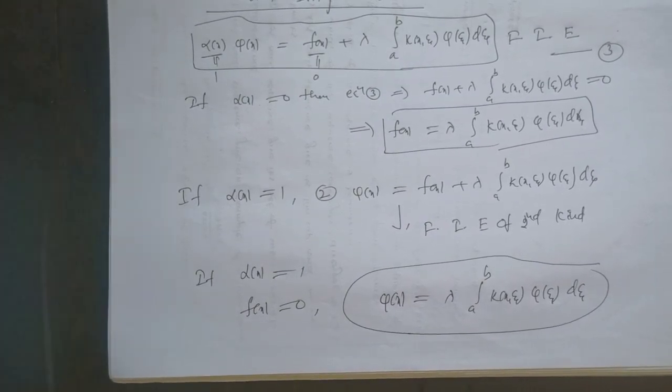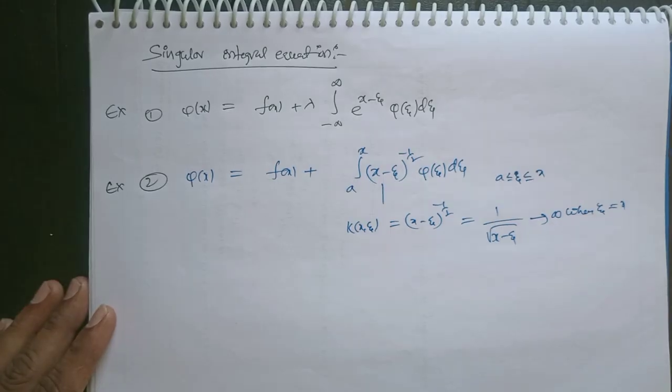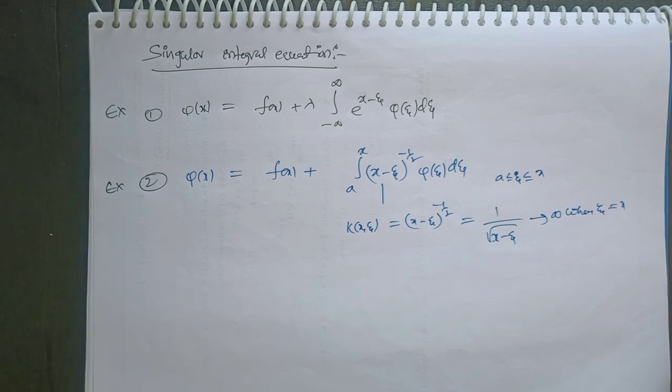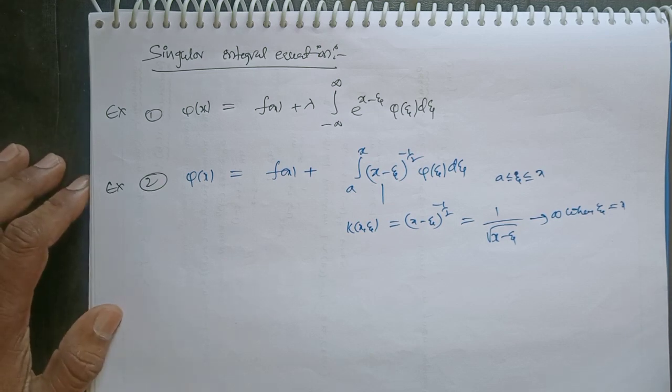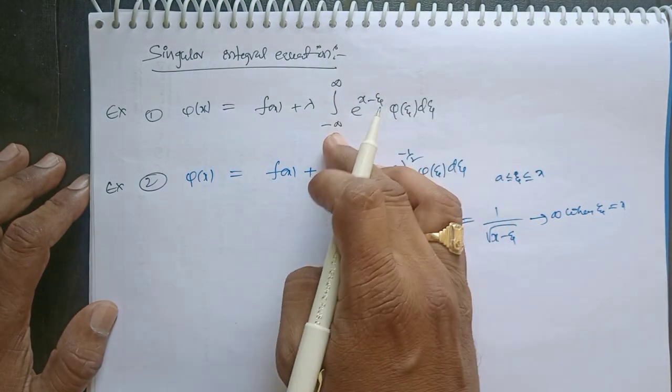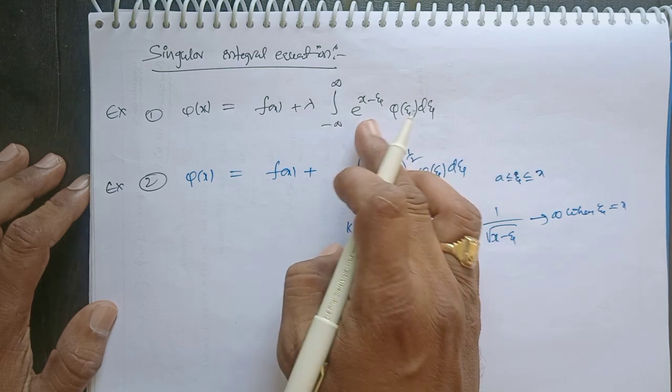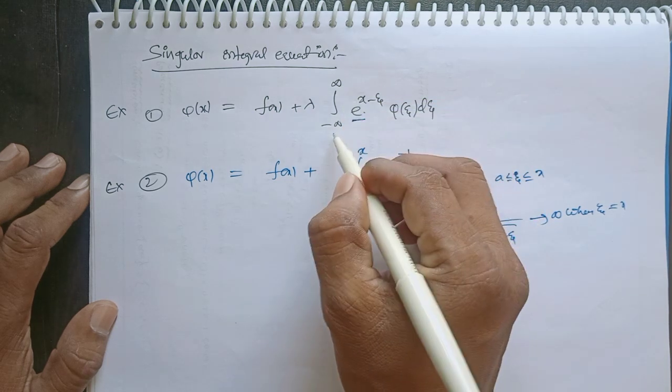Now actually in this unit, in this chapter, we are going to study Volterra integral equations, a detailed study of the Volterra integral equation. Now the definition of singular integral equation. What is a singular integral equation? An integral equation is said to be a singular integral equation if one or both limits of the integration become infinity.